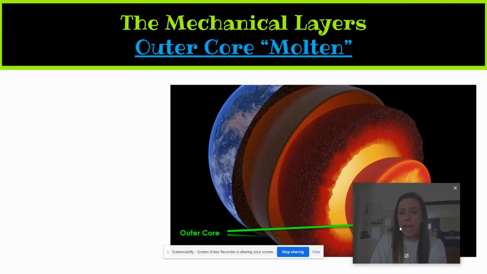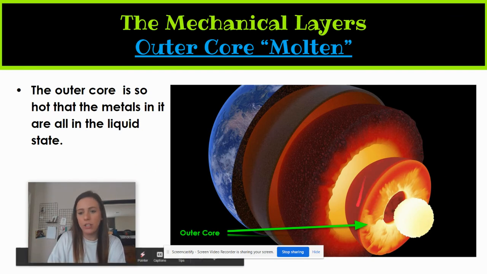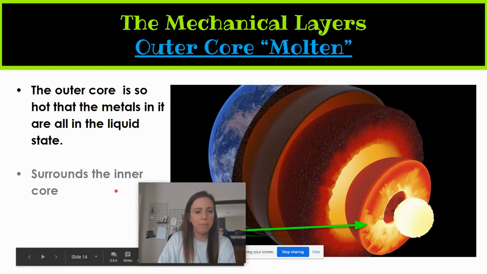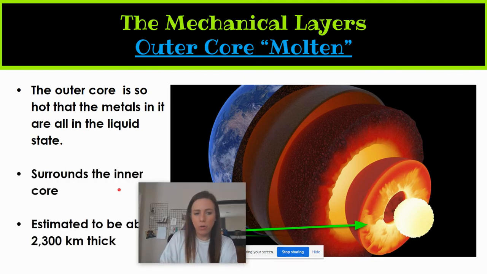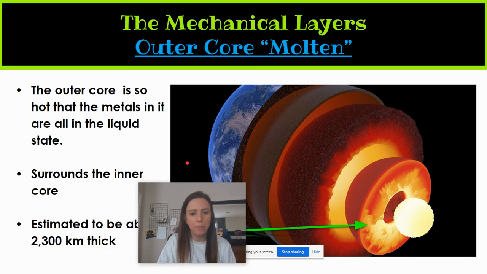The next one we have is the outer core. The outer core is so hot that the metals in it are all in liquid states. You can see it surrounds this whole section right here, surrounds that inner core, and it's estimated to be about 2,300 kilometers thick. So again, this is a really good visual of how these layers are sectioned out.